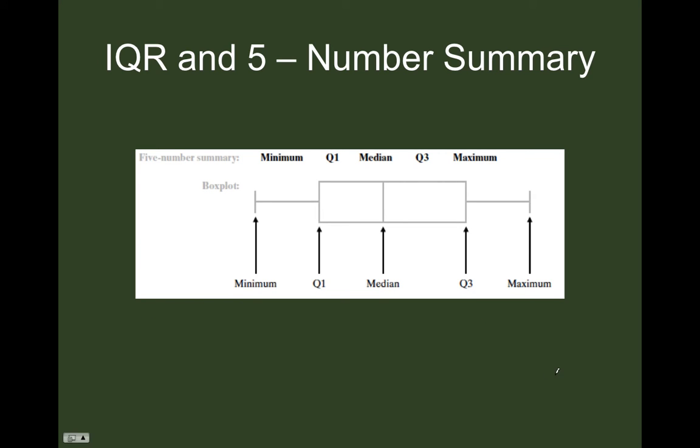Now notice there's also a graphical representation, and we call this a box plot. The calculator can draw these, so I'll do one of these on the calculator as well. The box represents the IQR. The line in the box is the median. And the whiskers go out to the minimum and the maximum.